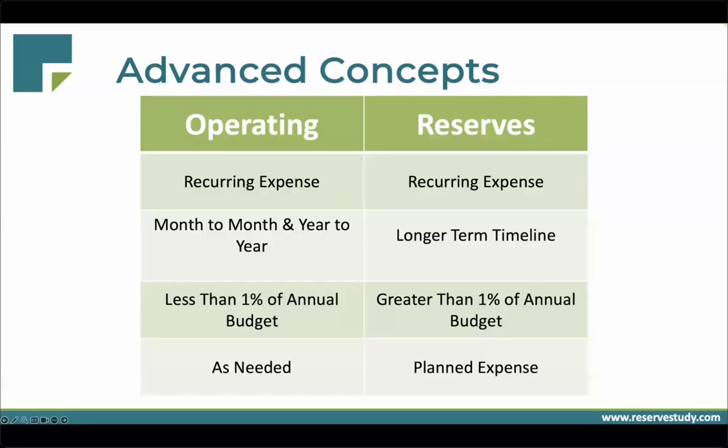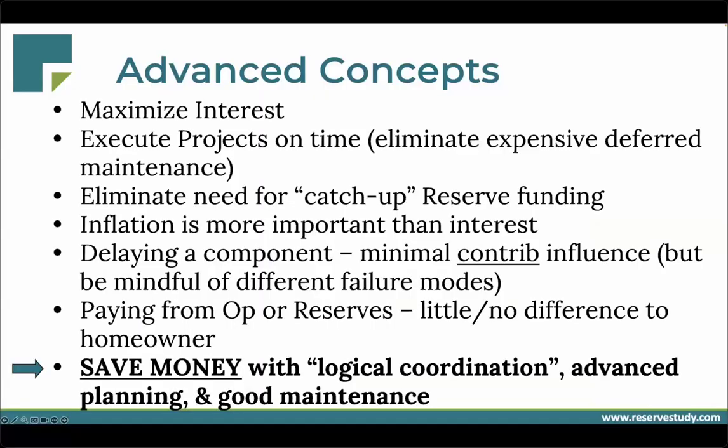And if you need to do any sort of replacement project, let's just say you have a curb or a sidewalk area that needs to be shaved down because it's a trip hazard, you're going to complete that project as needed. Whereas your reserves are also a recurring expense, but they're recurring on a much longer term time frame. And on a per transaction basis, they're going to be greater than 1% of your total annual budget. And then lastly, it is going to be a planned expense, right? It's not done as needed. We are budgeting and planning ahead for this recurring project.